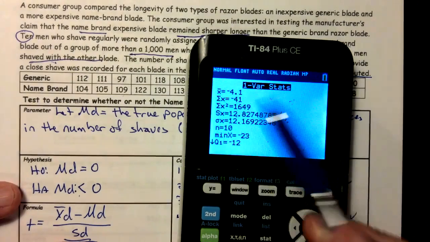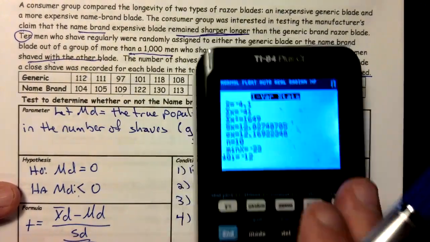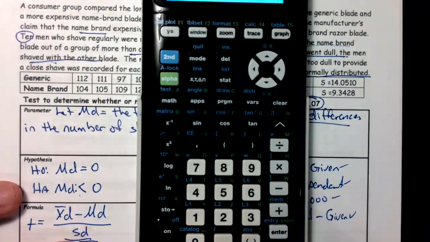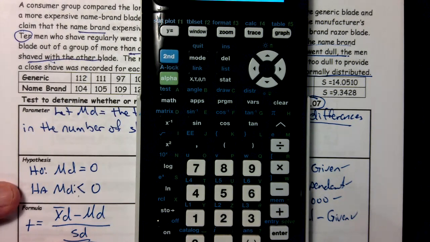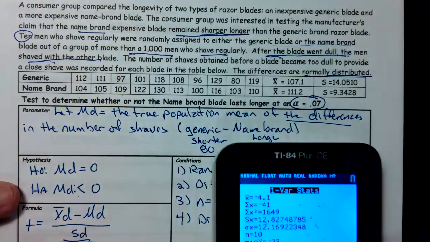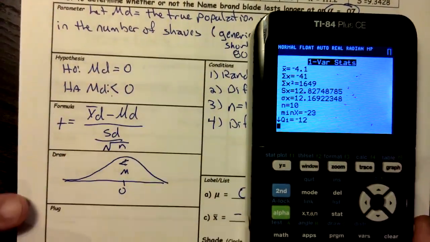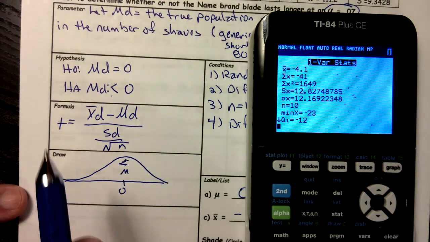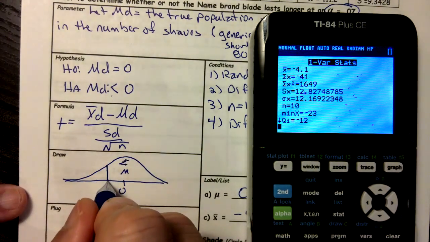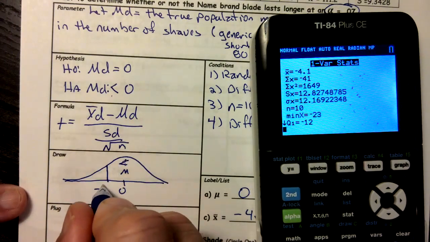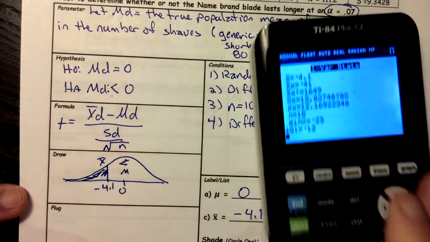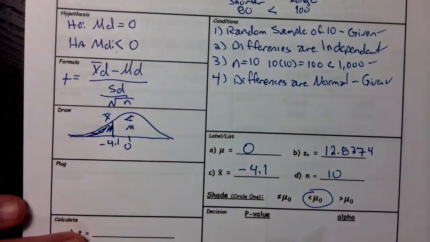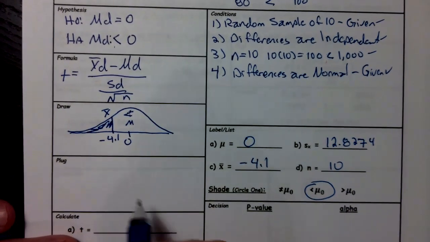And I have a difference of negative 4.1 and a standard deviation of 12.8274. All right. Well, now that I have my X bar, I can finish drawing my picture. And so this is negative 4.1, and this is my X bar. And anything in that direction, I would have rejected. Okay, so now I need to plug into my formula.